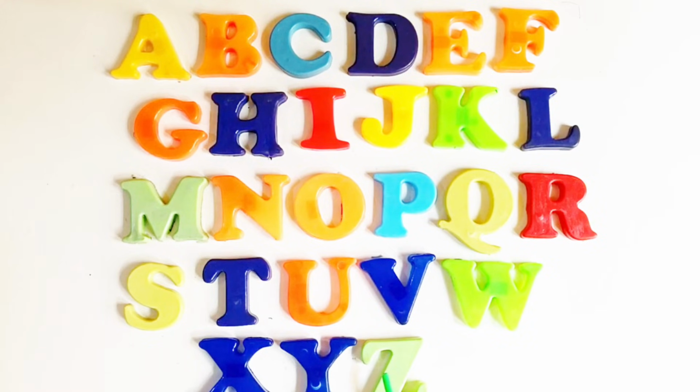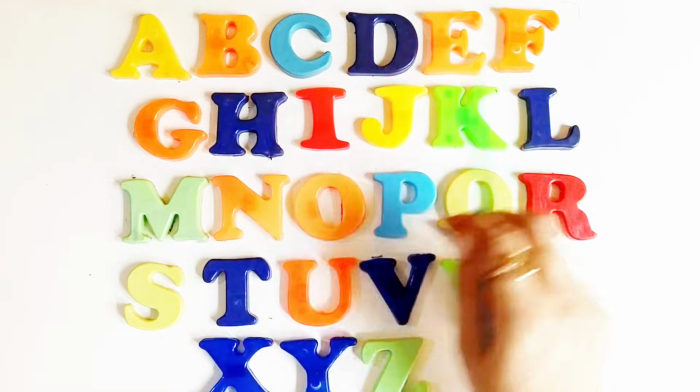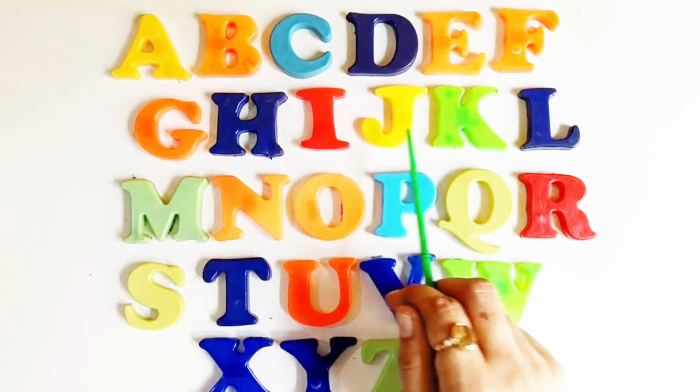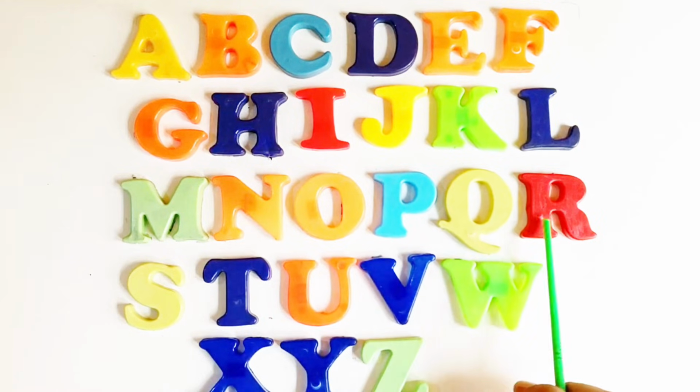Z for zero. So A, B, C, D, E, F, G, H, I, J, K, L, M, N, O, P, Q, R, S, T, U, V, W, X, Y, Z.